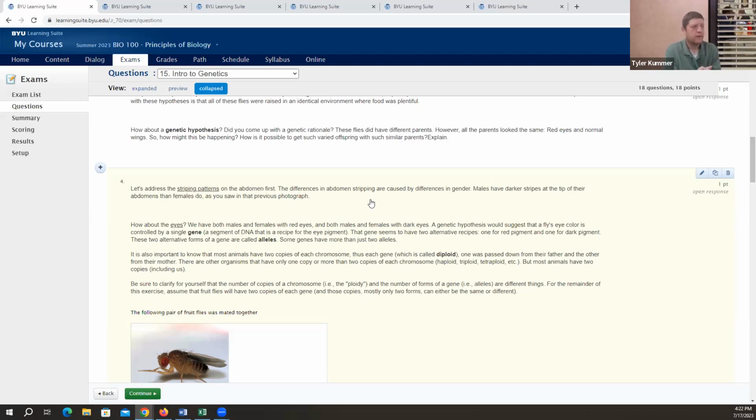In the fruit flies, we had red eyes versus dark eyes. And so the red allele and the dark allele are there. And you could have two red alleles, you could have two dark alleles, or you could have the in between.